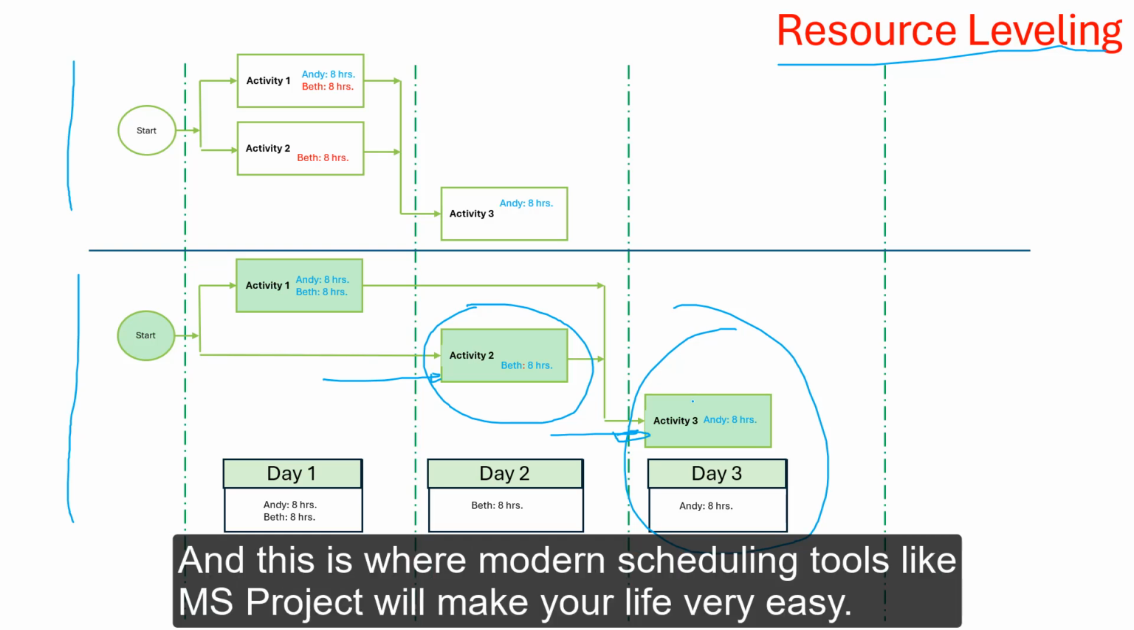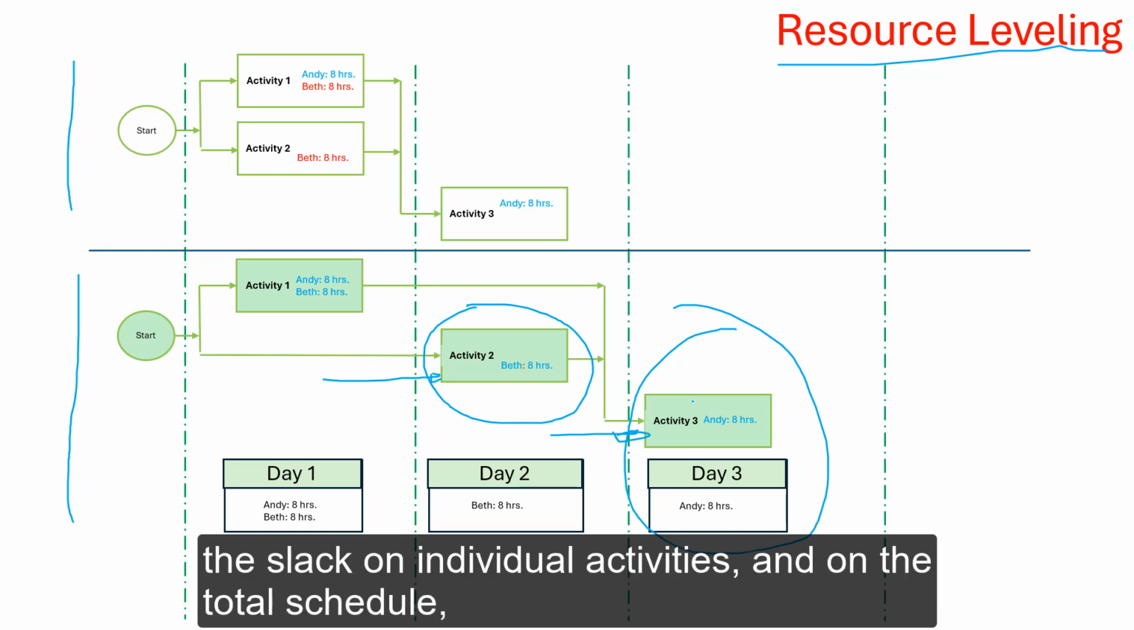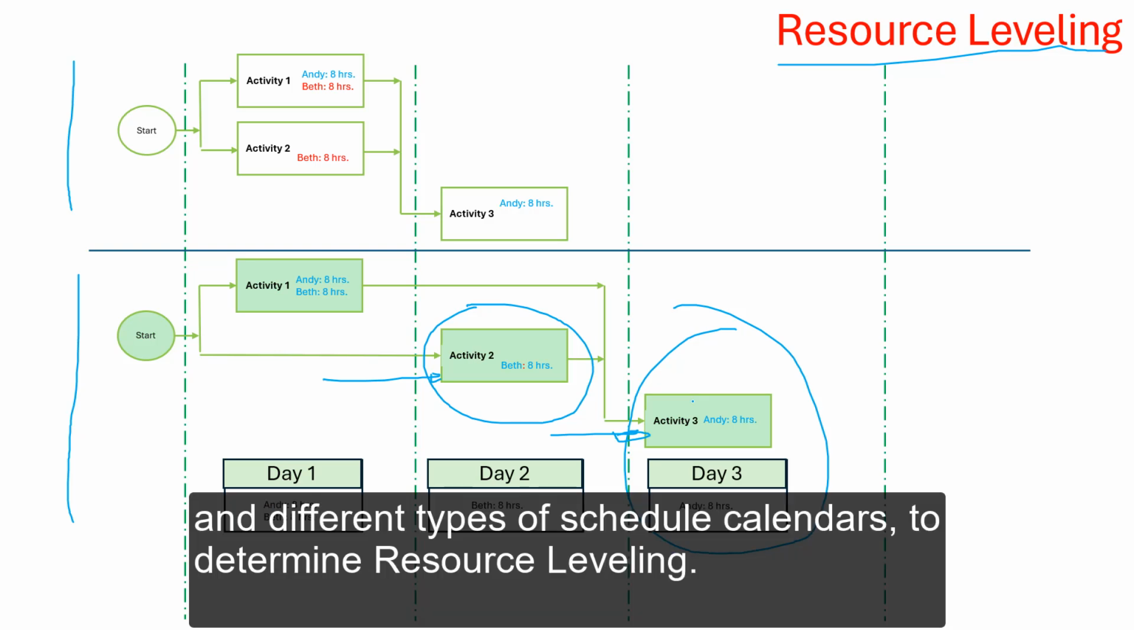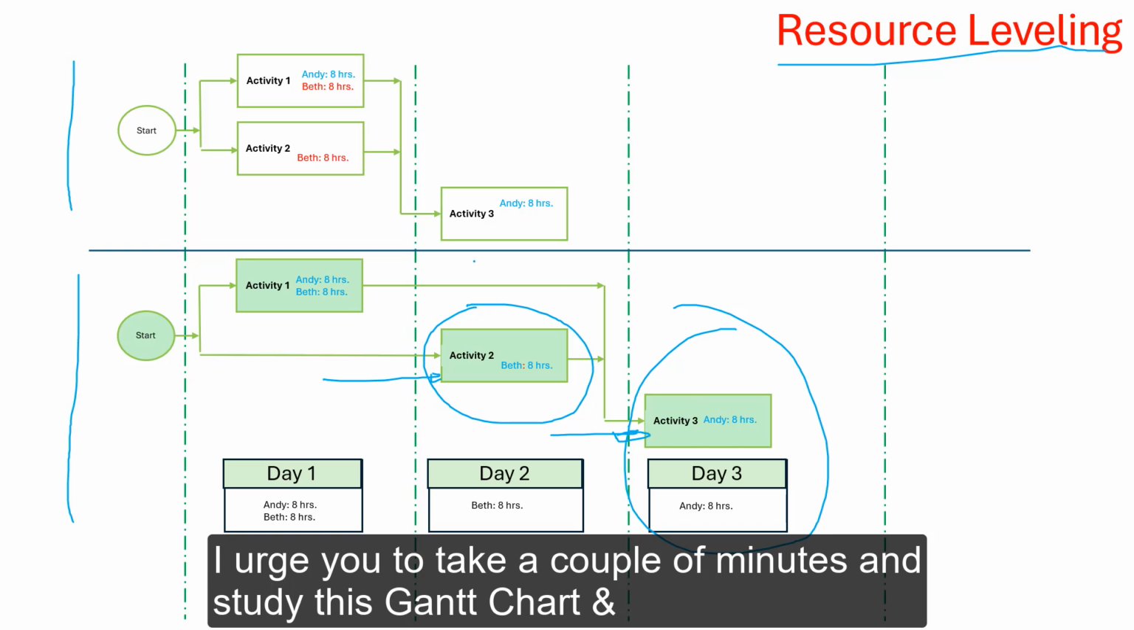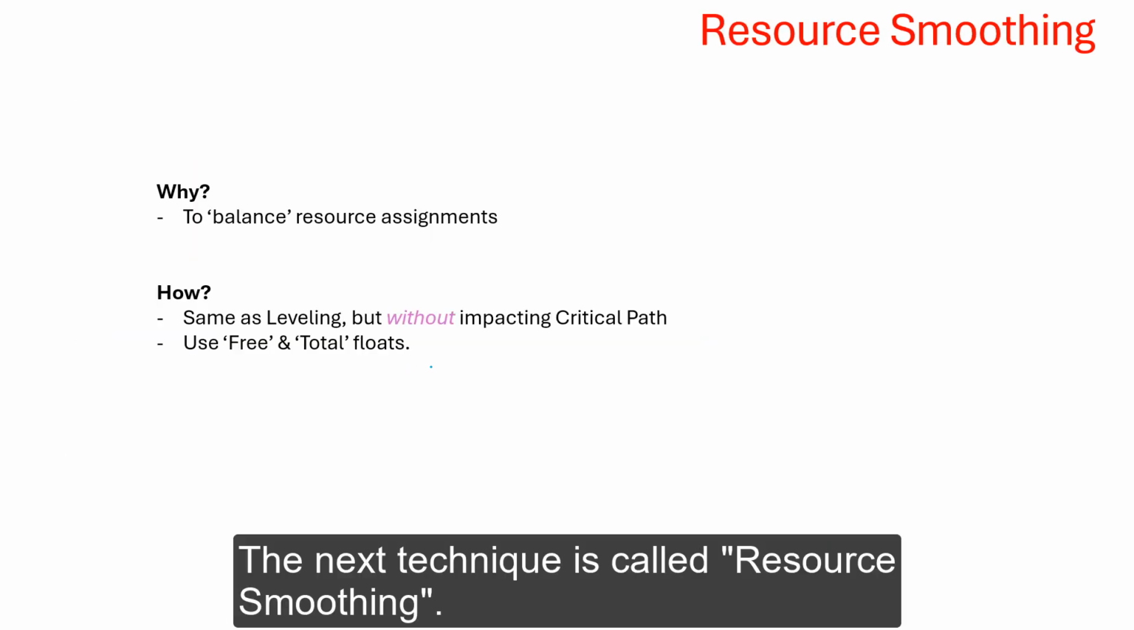And this is where modern scheduling tools like Microsoft Project will make your life very easy. The built-in algorithms of Microsoft Project will take into consideration the critical path, the slack on individual activities, the slack on the total schedule, and different types of schedule calendars. We will study about it later to determine resource leveling. I urge you to take a couple of minutes and study this Gantt chart and the technique to become familiar with it. The next technique that we see is called resource smoothing.